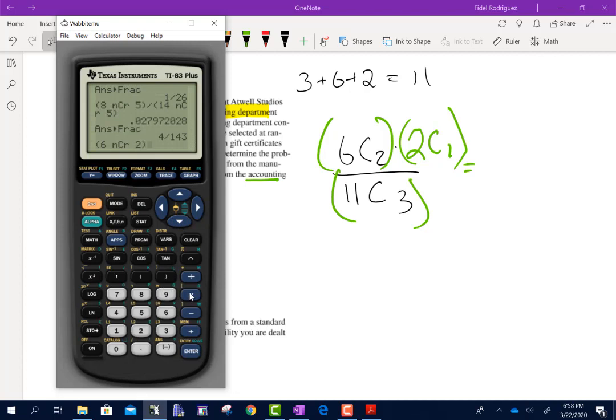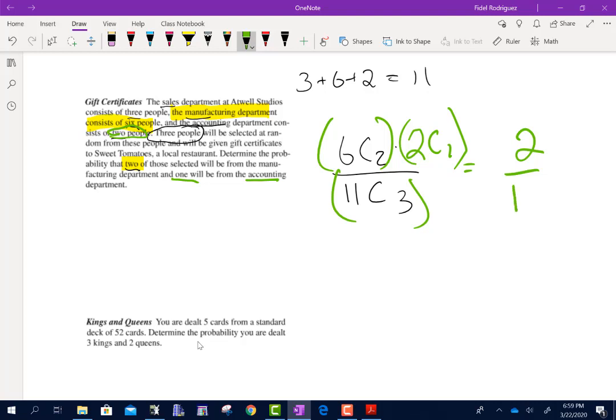Choose 2 times 2, math, choose 1, divided by 11, math, choose 3, and math and fraction, and enter. There we go. Awesome. 2 out of 11. Okay.